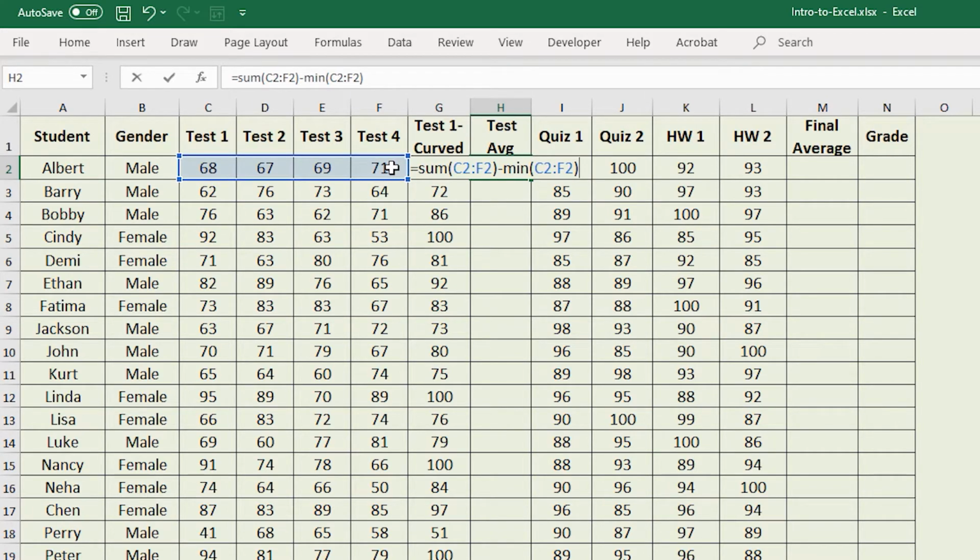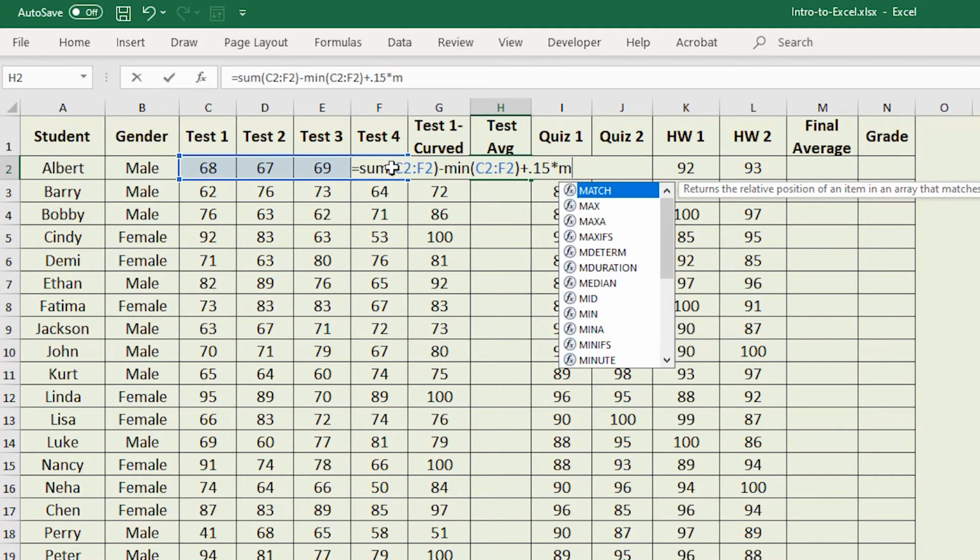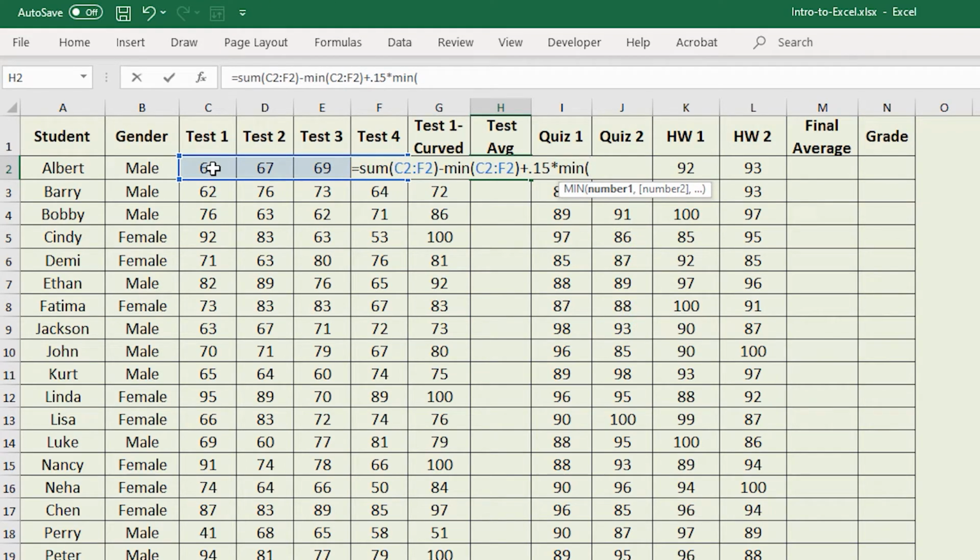What if, suppose, we also give 15% of the lowest score? So we can add this one plus 0.15 times again MIN of these 4. I could have combined this and this into one, but I did it separately so that we can see. So this is our total, and we're going to find the average of 3, right? So this is simply equal to all of the sum inside, divided by 3. And that should do it.